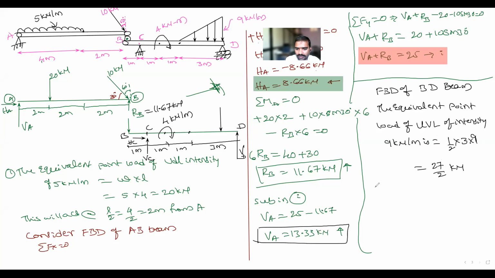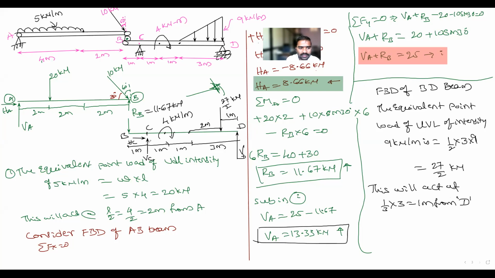Where will this act? At one third of the span from D, since maximum loading is at point D. The span is 3 meter, so it is 1 meter from D. From this point to this point it is 1 meter. Sir, can we take the point where the 90 degree angle is formed? Yes, okay. The remaining is 2 meter. This value is 27 by 2 kilonewton.